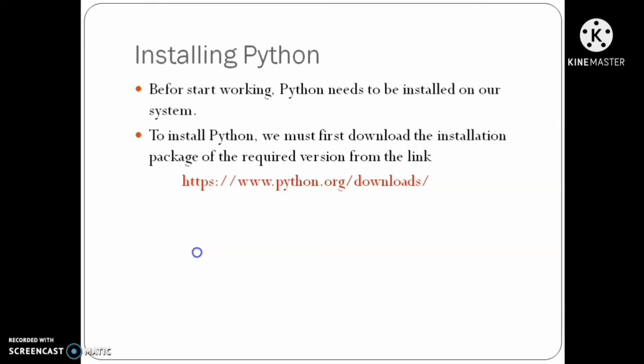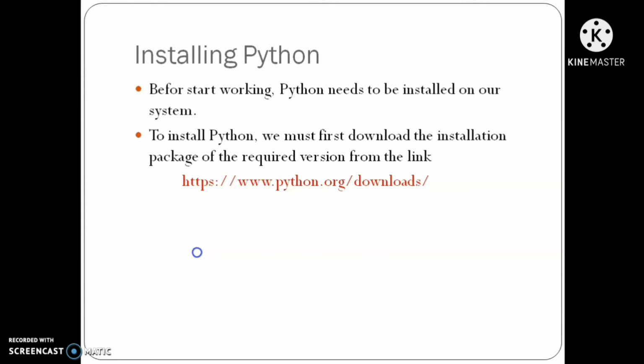To install Python, we must first download the installation package of the required version from the link https://www.python.org/downloads. From there, we can download our Python version, Python 3.6.5. However, any Python 3 version can be used to implement Python programming concepts as per CPSC guidelines. Before we start Python, it needs to be installed on our system.